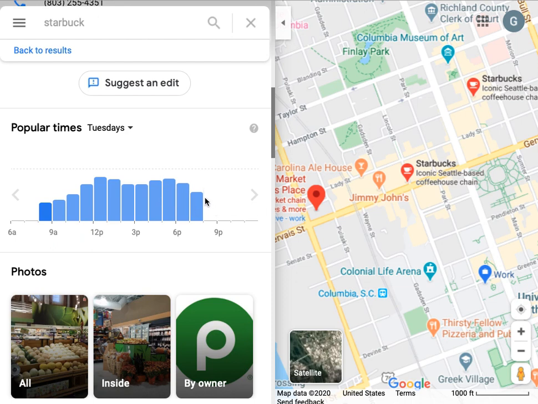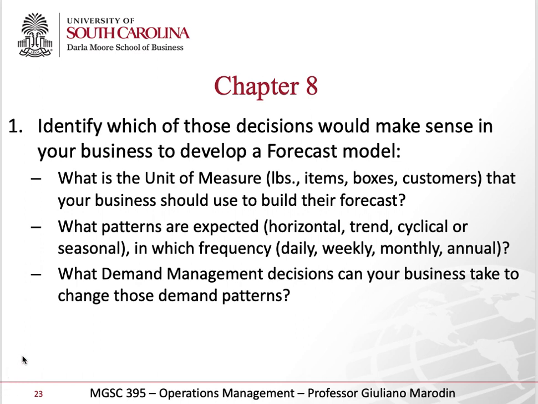So going back to our questions, they'll understand what patterns my company will have, and also what are the demand management decisions that my business can take to actually cope with those demand patterns, right? So what things we can do to smooth that demand, so demand can be closer to my capacity. Okay.